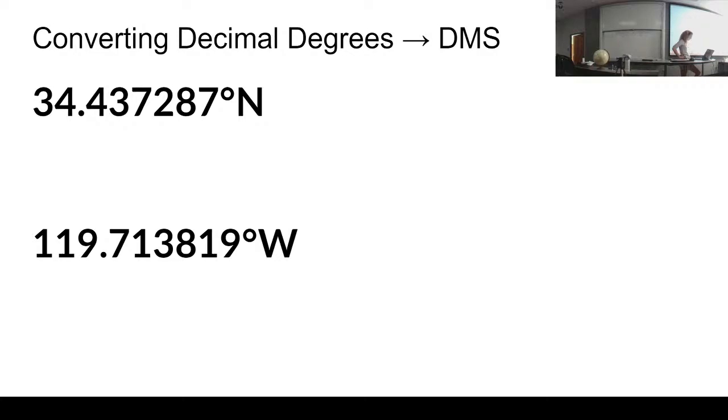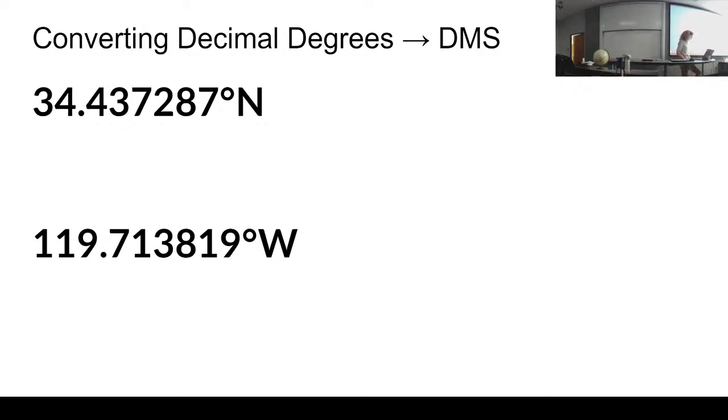0.713819 times 60 is going to give us 42.82914. So what we just did there was convert it into minutes. So we're going to take that 42 as our minute answer, and all we're going to work with now is what's behind the decimal point. So that 0.82914, we're going to multiply that by 60, and that's going to give us our seconds.